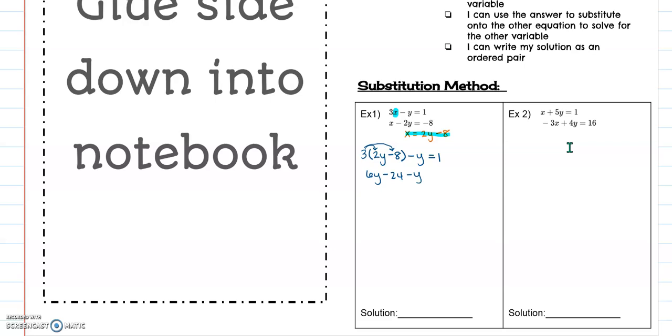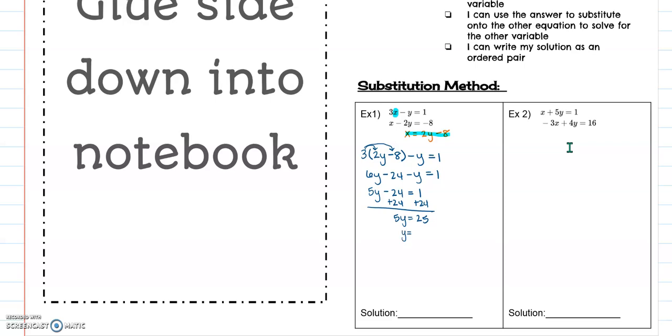So after distributing, you should get 6y minus 24 minus y equals 1. Combine like terms on your left side to get 5y minus 24 is equal to 1. Now solve for that variable. So we can do that by adding 24 to the other side. When you add 24 to the other side, you get 5y equals 25. Divide by 5, so our y variable is equal to 5.